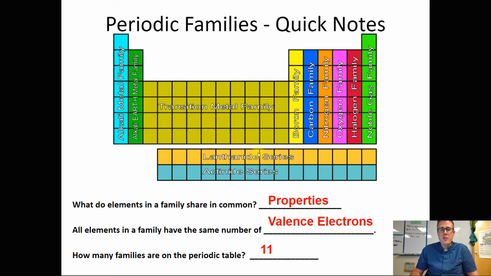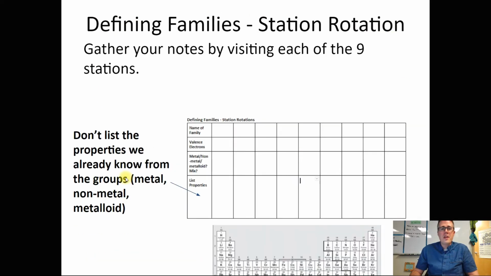The 2 rows underneath the periodic table, each of them are their own families too. They kind of go on the outside of the scope of this class, so we're not going to talk about them very much. We're going to deal with the 9 families in the main body of the table. The next step for you is to go and visit some stations.